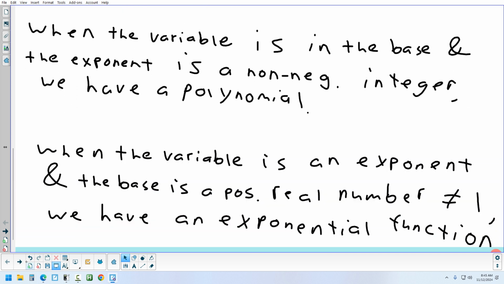So now, when the variable is an exponent, I told you that's one of the things you need to have. The other thing is the base can't be a 1. If the base is a 1, even if the variable is in the exponent, that would not be considered exponential. Why not? Why can't the base be a 1 and have it be exponential?